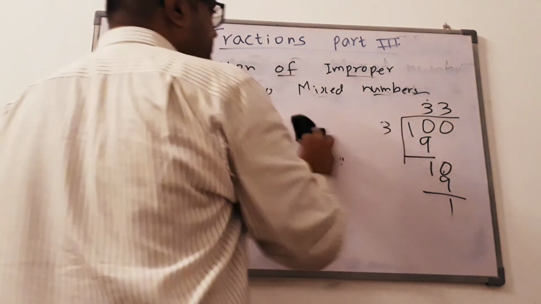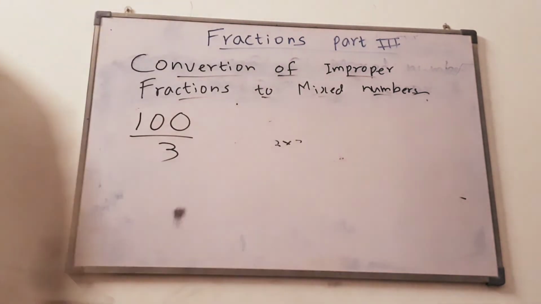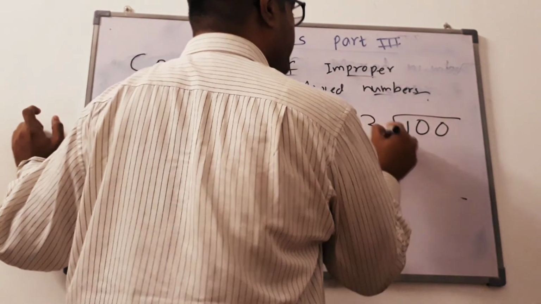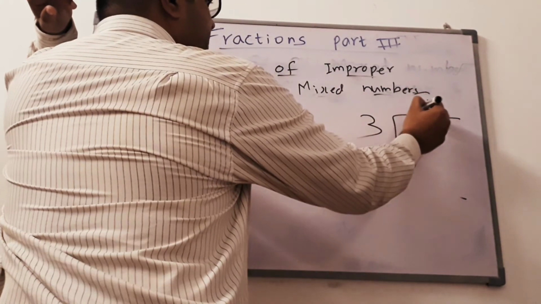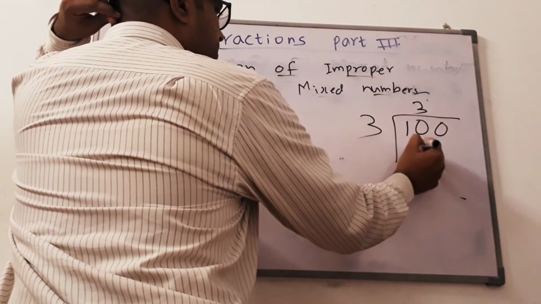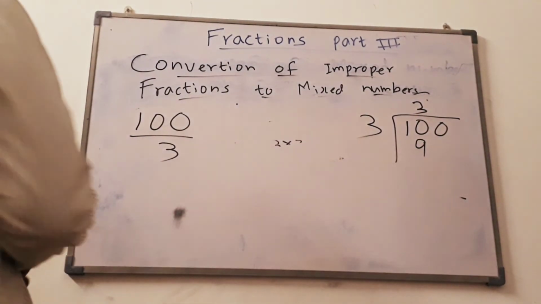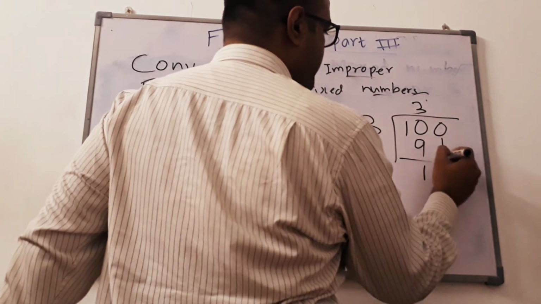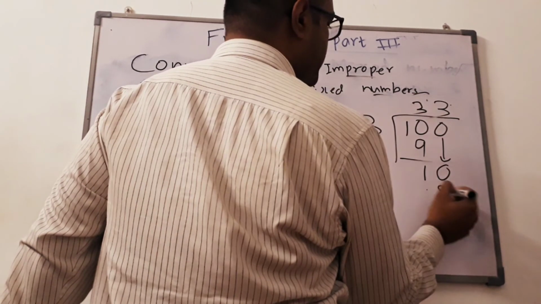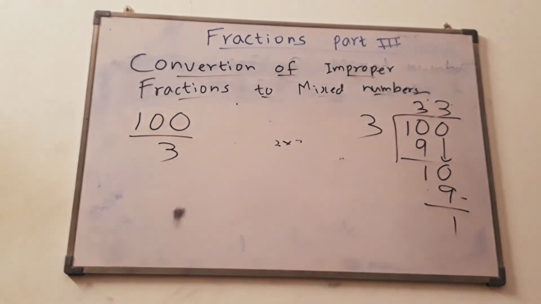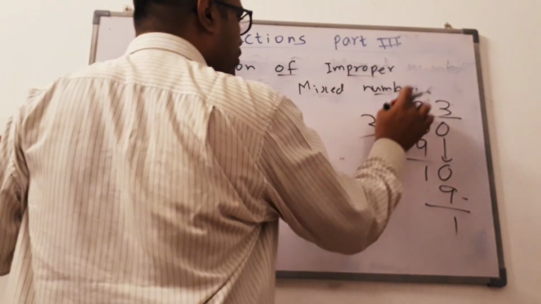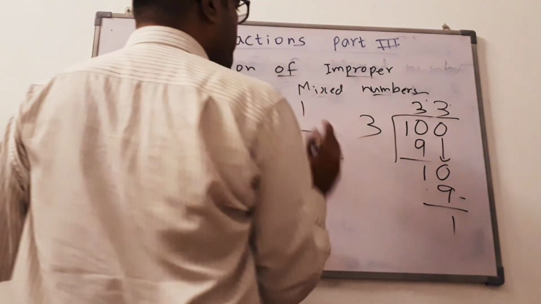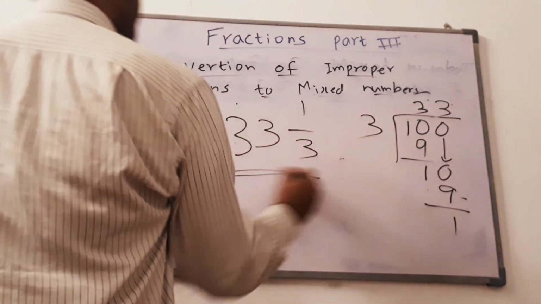Again, when we divide 100 by 3, first we check how many 3s are there in 10. 3 times 3 is 9. So even for 10 there are only 3 3s. 10 minus 9 means 1. Take down this 0, making 10, and again 3 times 3 is 9. Remainder is 1. Here 33 is the whole number. Quotient is the whole number, remainder is the numerator, and divisor is the denominator. This is the answer.